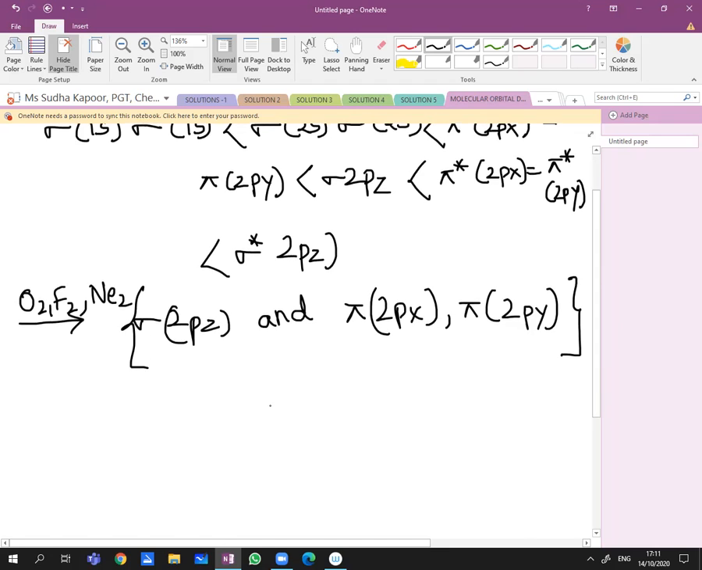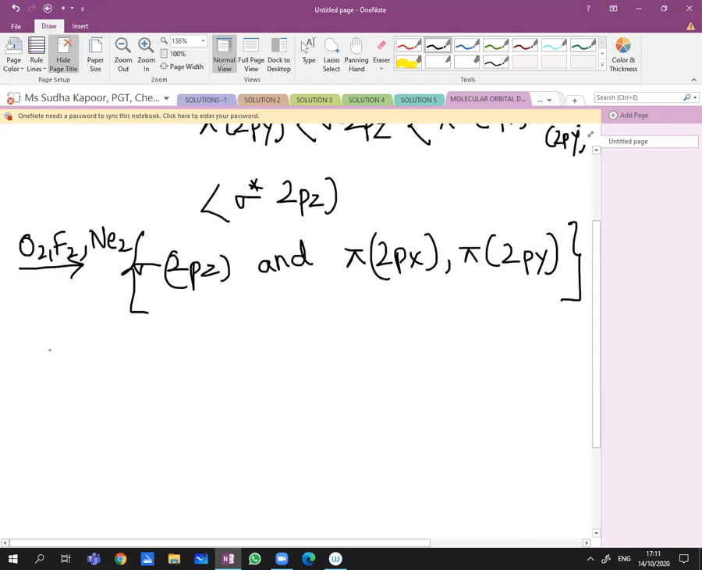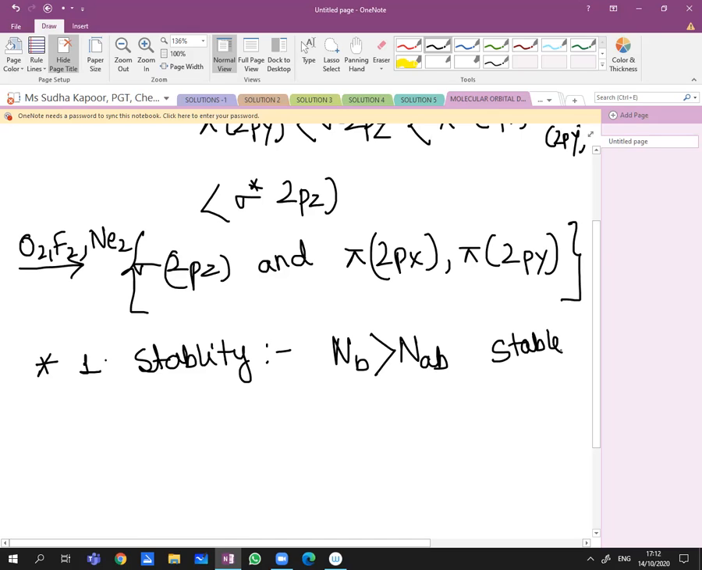Now, before drawing the diagram, some very important things. The first thing you must always remember is stability: whether the molecule is stable or not. Stability can be given as: if the number of bonding electrons is greater than the number of anti-bonding electrons. Bonding electrons are those which participate in bond formation and have lower energy, and the others are anti-bonding. If the number of bonding electrons is more than anti-bonding, then the molecule is considered stable.